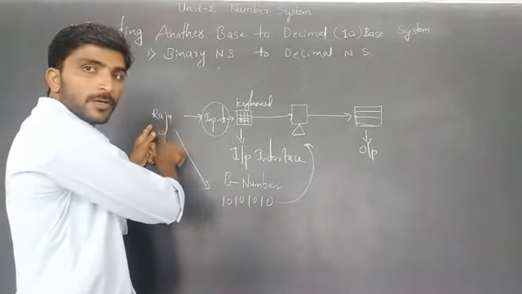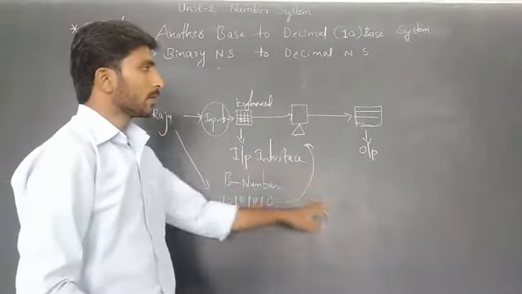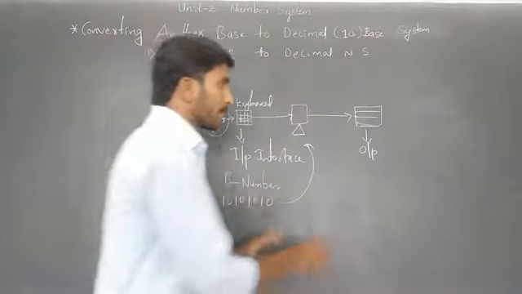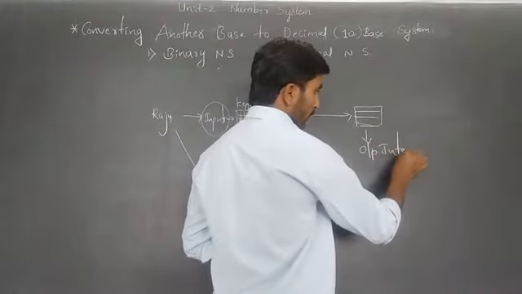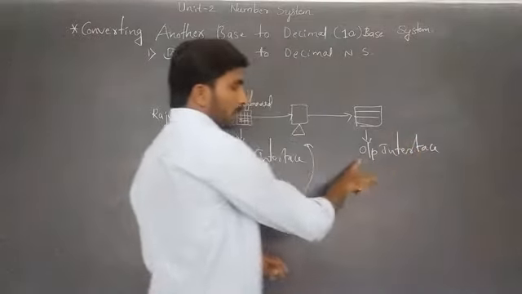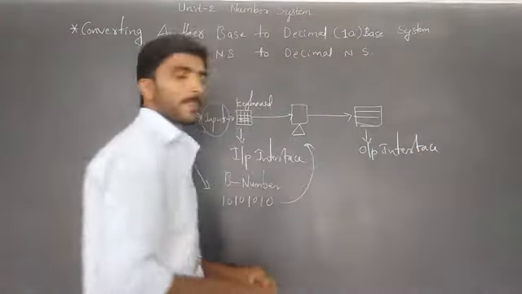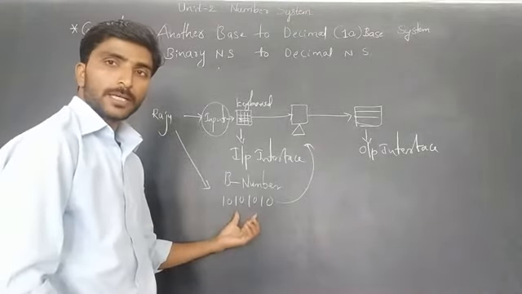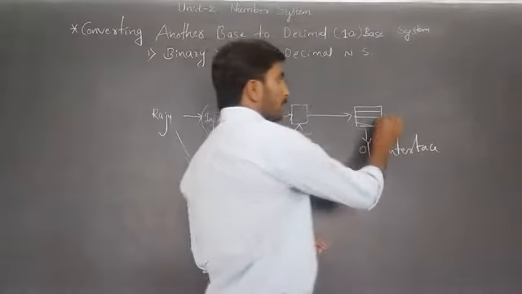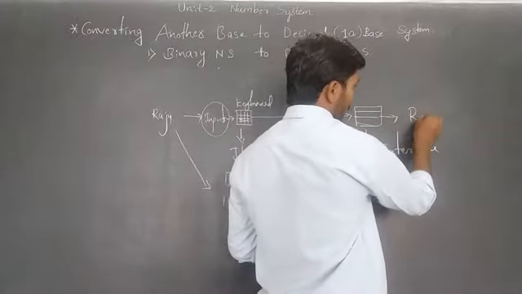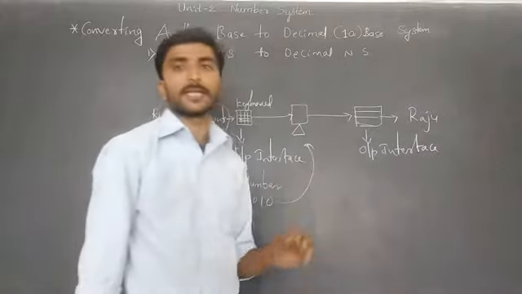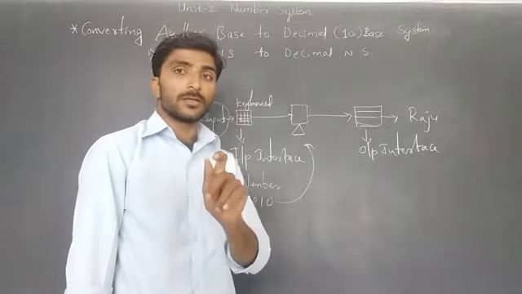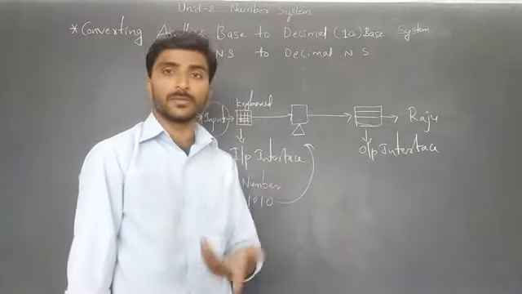But if you want the same output, again the computer, in that output device, has one technique that is called the output interface. What the output interface does is take whatever processed data is in the form of binary numbers and convert it again to text, numbers, audio, video, whatever it may be.